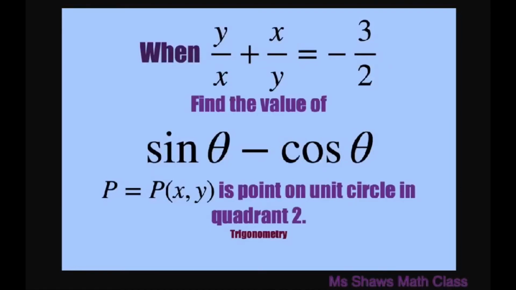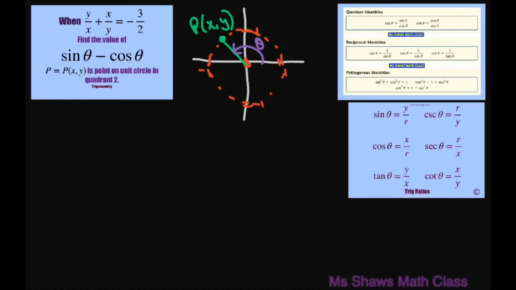Everyone. When y divided by x plus x divided by y equals negative 3 divided by 2, we're going to find the value of sine of theta minus cosine of theta when we have a point on the unit circle in quadrant 2.